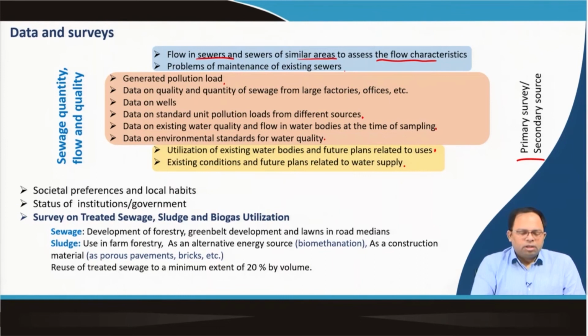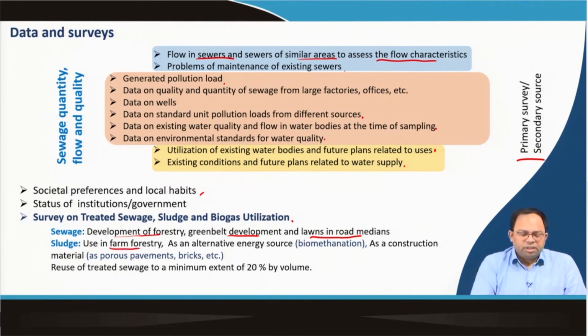So, in addition to all this, we may try to understand societal preferences and local habits through surveys and all, and then status of institutions and governments, because they are the ones who are going to implement these projects and policies. Then survey on treated sewage, sludge and biogas utilizations to understand if there is potential for reuse and all. So, sewage could be used in development of forestry, green belt development, lawns in road medians and so on. So, we need to find uses for treated sewage.